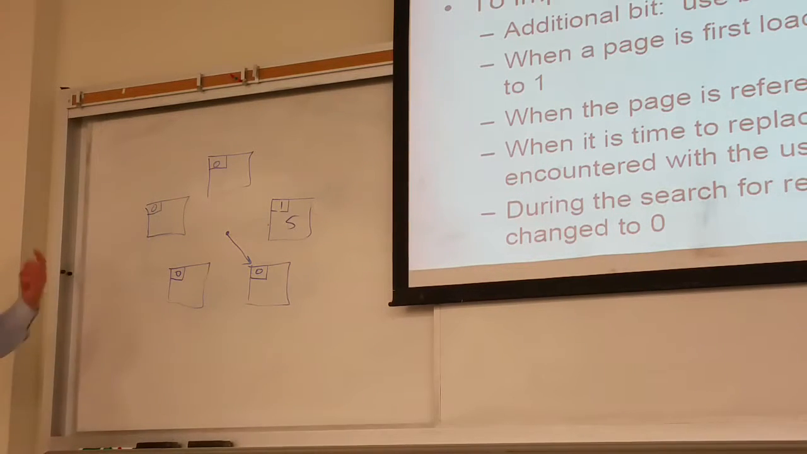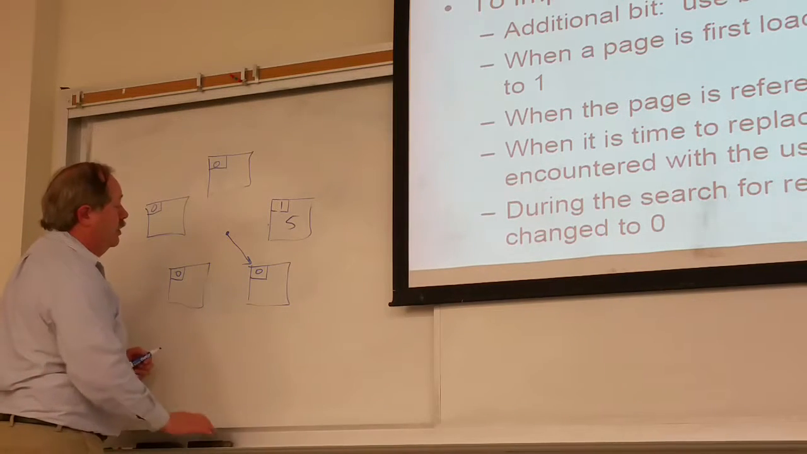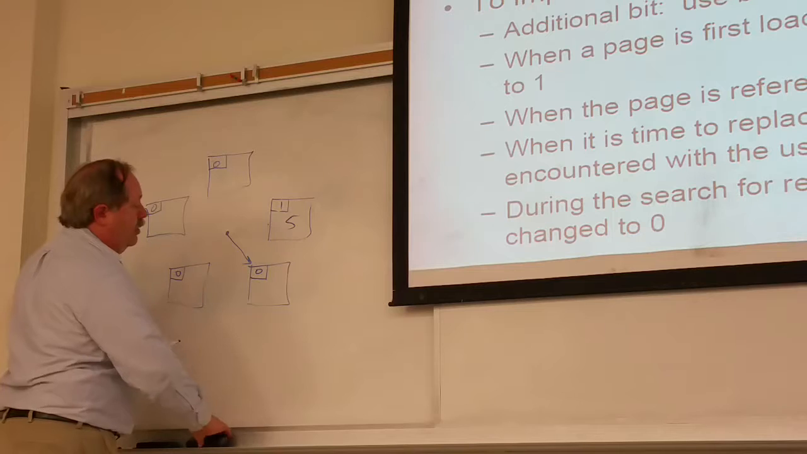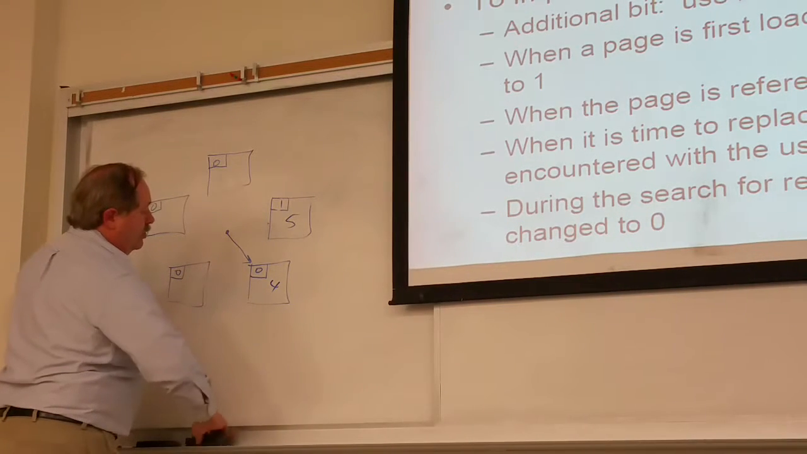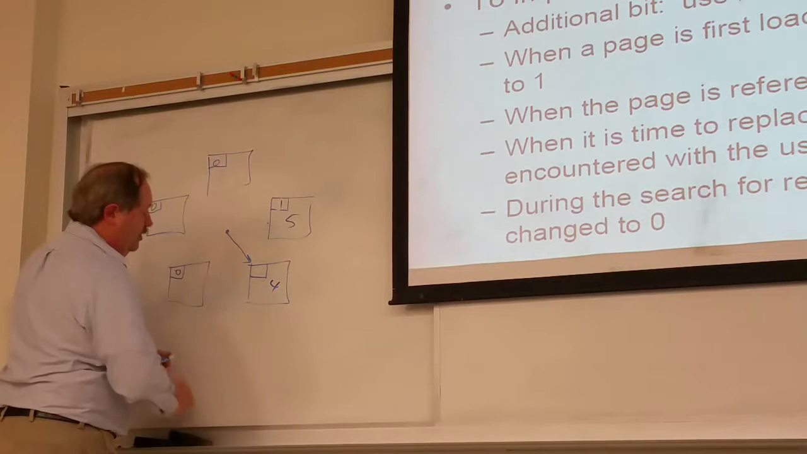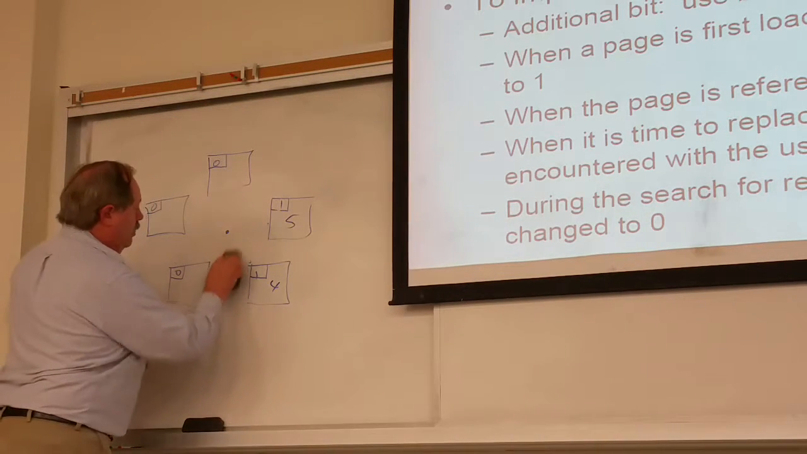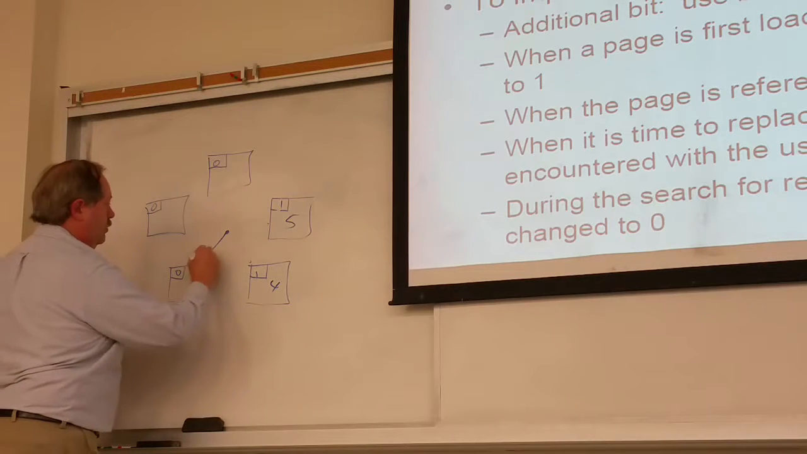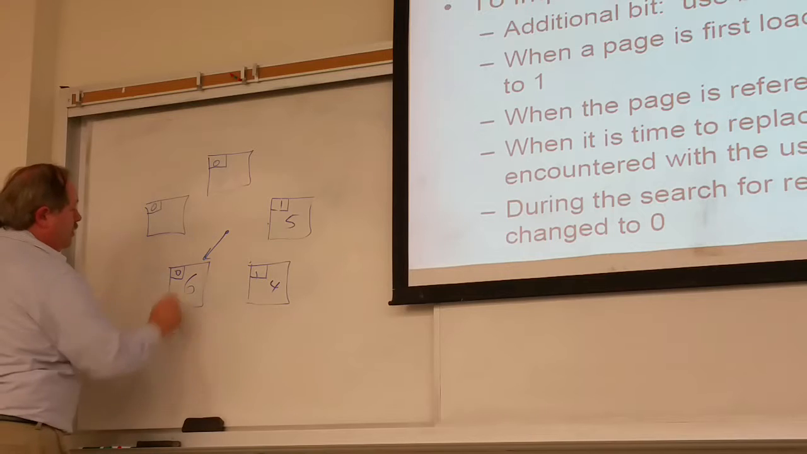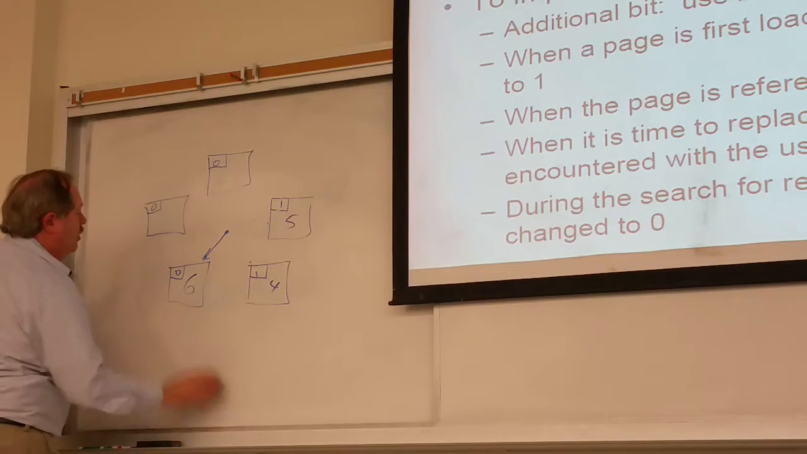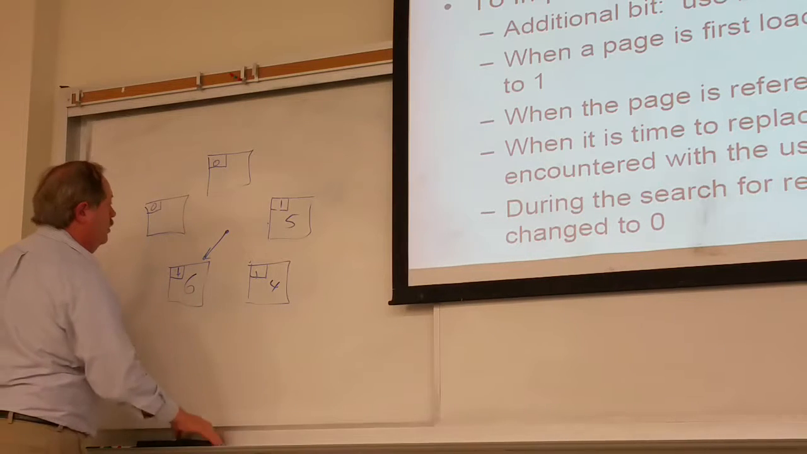Okay, so when I first go around here, it's pretty easy to understand. Page fault's generated. I need page 4. Use bit was 0. I put 4 in there. I set this to 1. Increment the pointer. Then I need page 6. Use bit was 0, so I put 6 in there. I set the use bit to 1. Increment the pointer.